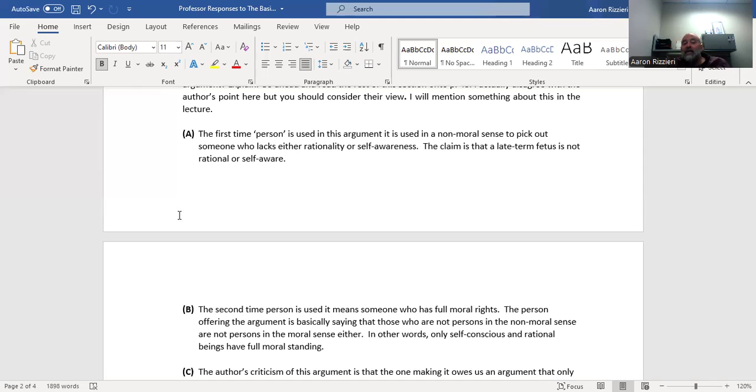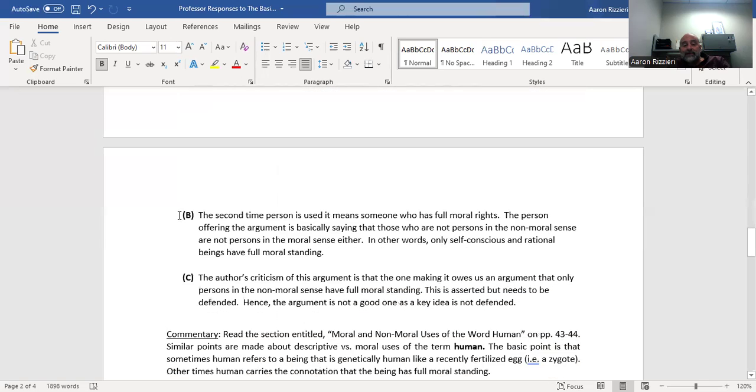So here's the problem with the argument. The first time person is used in this argument, it is used in a non-moral sense. So when it says late-term fetuses are not persons because they lack self-awareness, the idea there is we're just describing what a person is. It's a person who has self-awareness or perhaps the ability to reason, and we're simply saying the fetus lacks that. So the claim made is that a late-term fetus is not rational or self-aware.